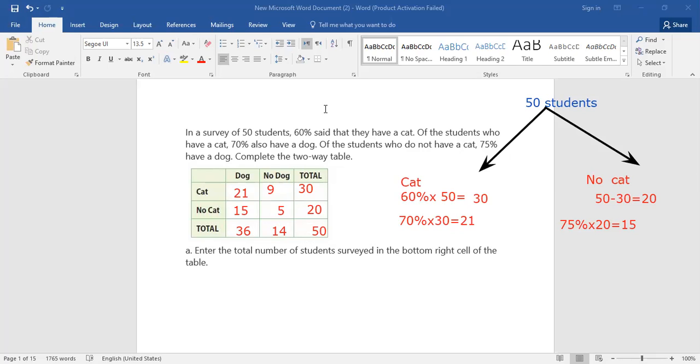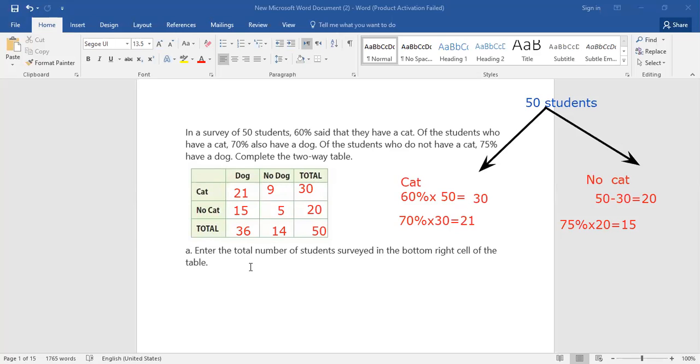Okay, I have a question. If we want to change this question to a relative frequency table, then we are going to make 21 over 50, and then change it into a decimal. 9 over 50, and then change it into a decimal, and so on. Okay, if you want to change it into a percentage, then you multiply the decimal form by 100. Okay, understood?